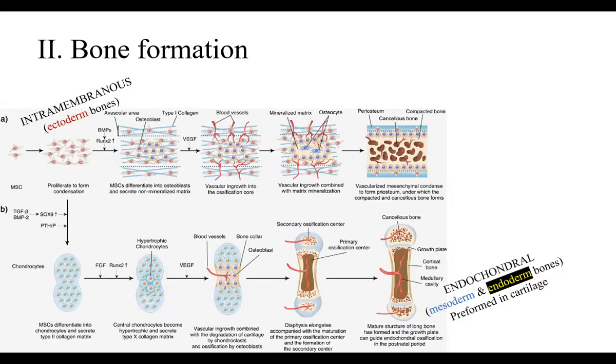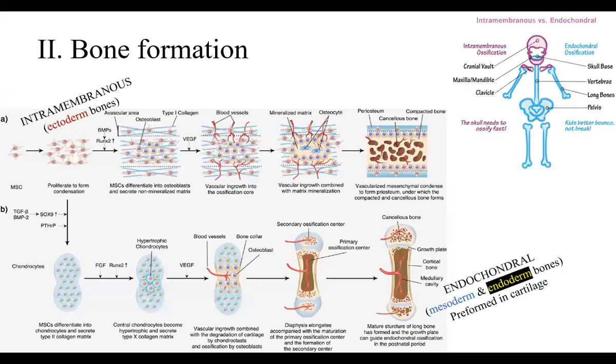Again, this is a lot of information. I'm very aware of that. It's just trying to give you guys a little bit of these terms. Intramembranous bones, which form in the ectoderm, and endochondral bones, which are preformed in cartilage.